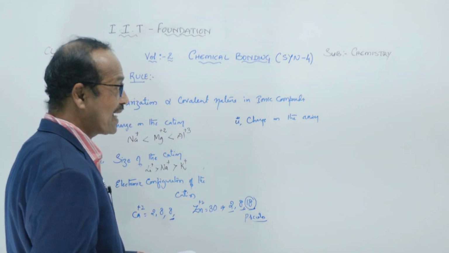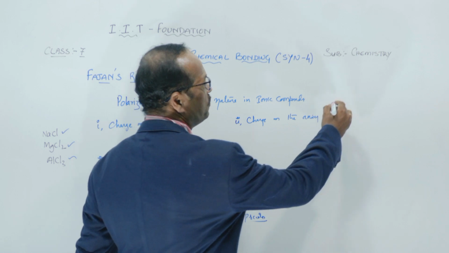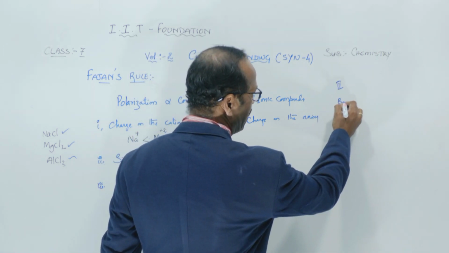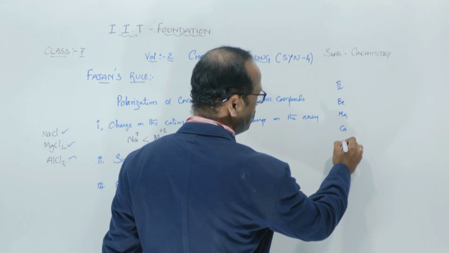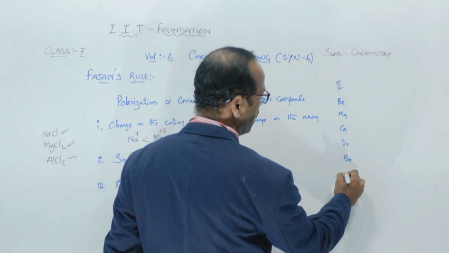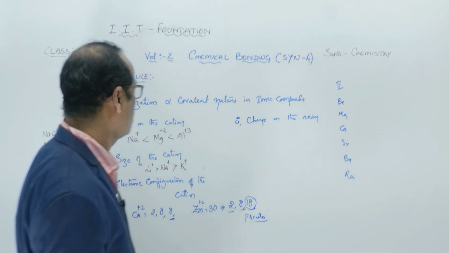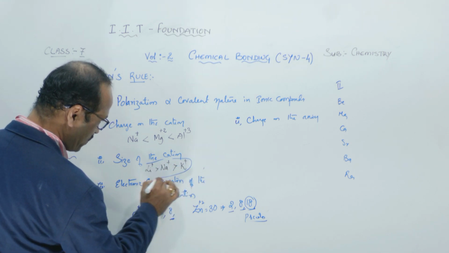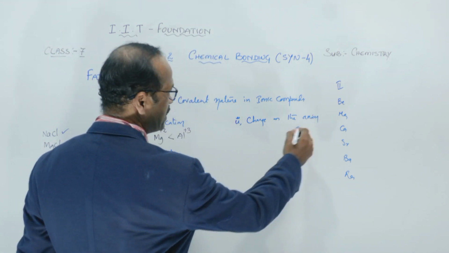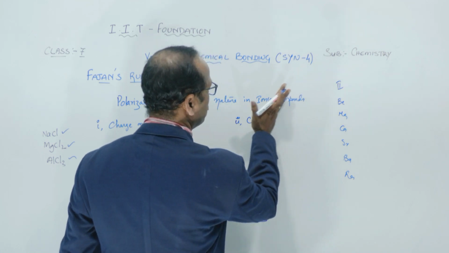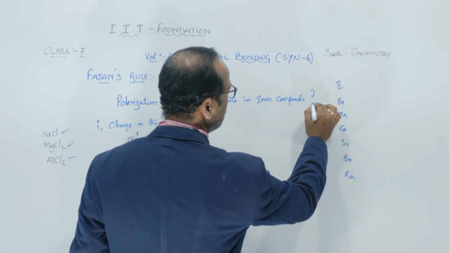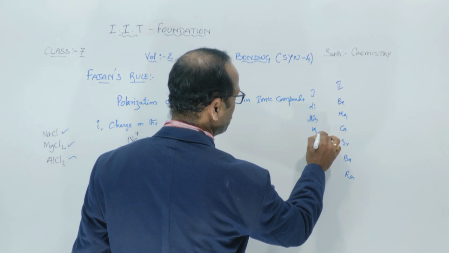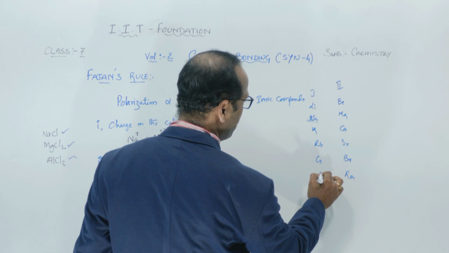Why? Because students, if you see the second group elements in the periodic table, we have beryllium, magnesium, calcium, strontium, barium, radium. These are the second group elements. You already discussed the first group elements: lithium, sodium, potassium, rubidium, cesium, francium.